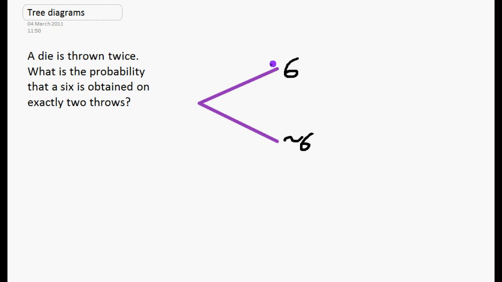Now what's the probability of getting a 6 on a normal die? Well, we know that's 1/6. It's 1 out of 6 chances. And not getting a 6 is 5 out of 6 chances. Now it's the first die being thrown, so all this level here that we're looking at is the first throw. Now we're going to see what happens on the second throw, given what's happened on the first throw.